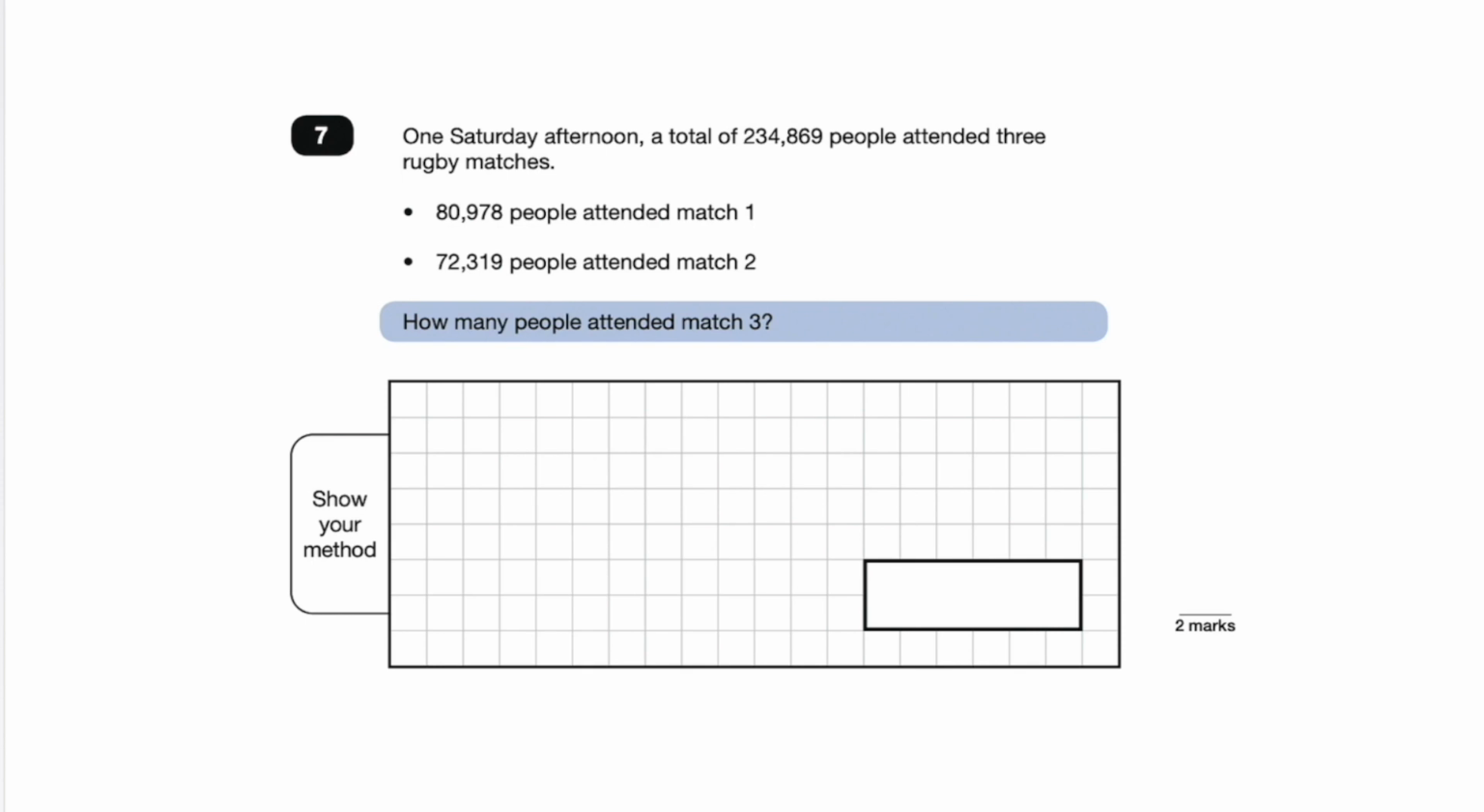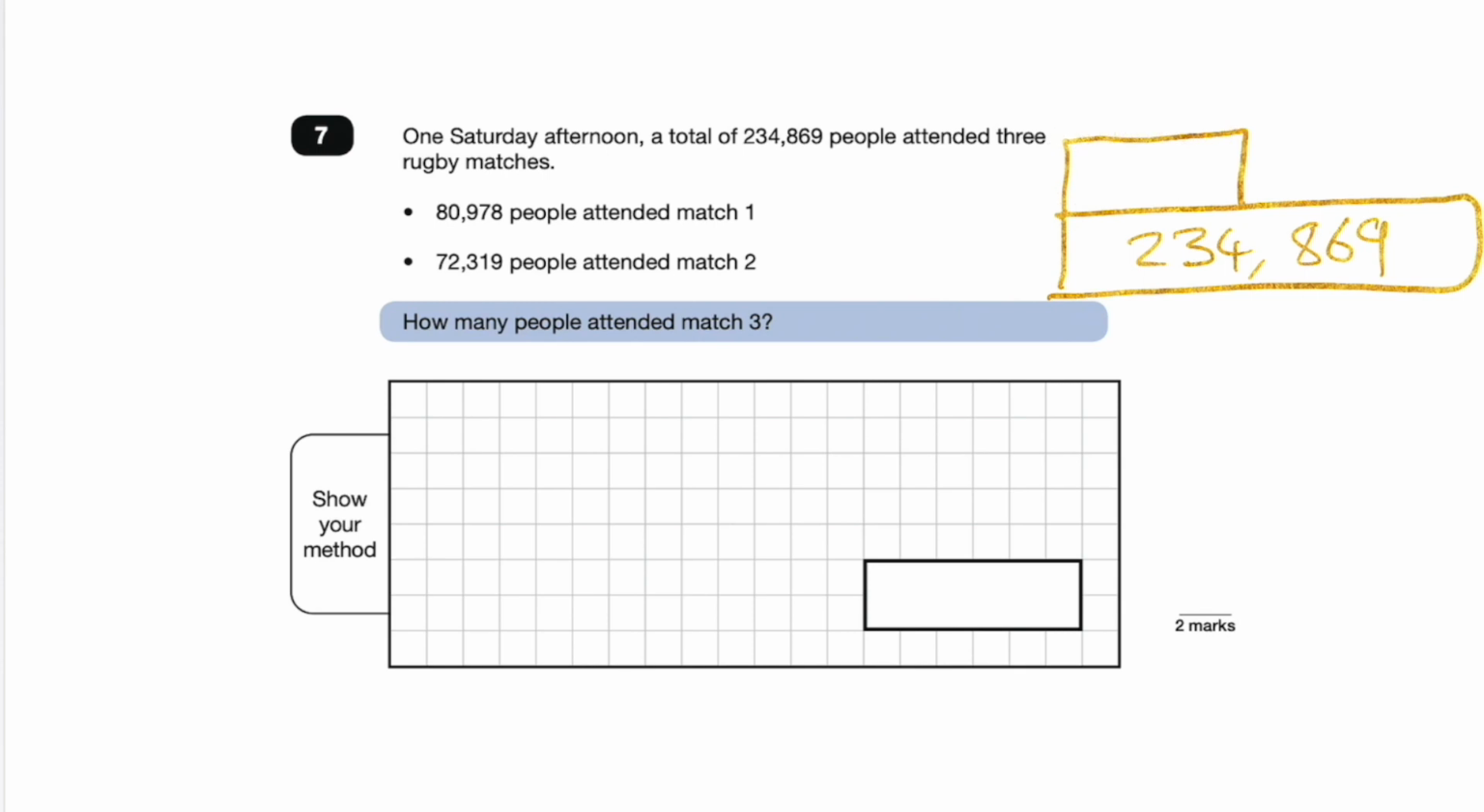72,319 people attended match 2. How many people attended match 3? So let's look at this with a quick bar model. We have a total of 234,869. On match 1, we had 80,978. Match 2, let's see if I can squeeze this in, we had 72,319. And we're looking for how many people were at match 3.